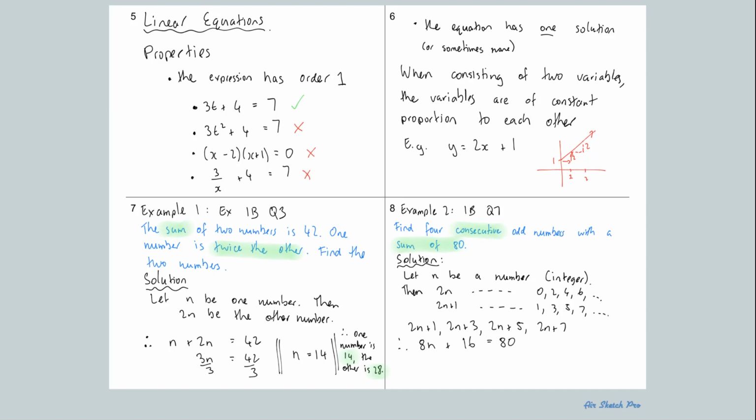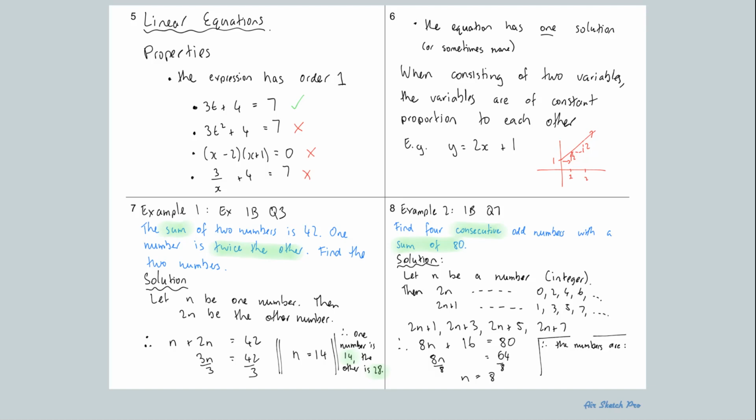We've got 8n is equal to, so we'll take 16 away from that. So that'll leave me with 64, and then divide both sides by 8 to get n is equal to 8. That's what n is equal to, but what we're interested in is what the 4 consecutive odd numbers are. So I'm going to conclude, therefore, the numbers are, always answer the question.